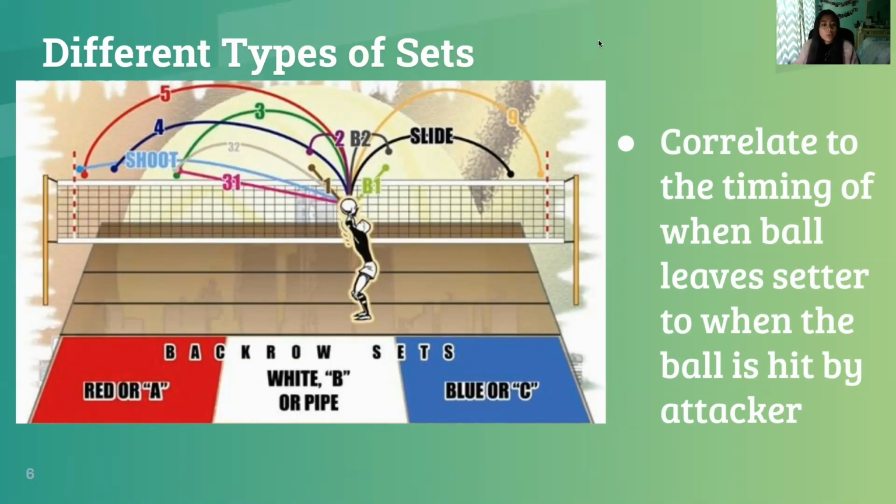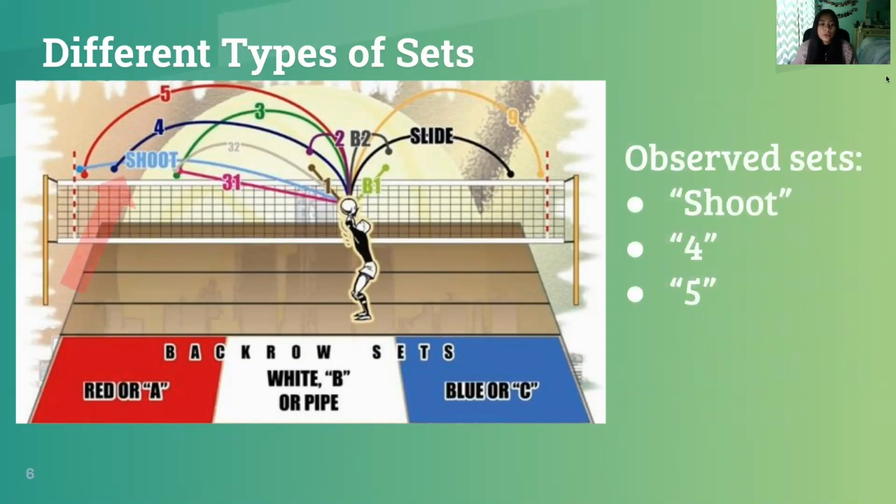For example, a 1 or first tempo is a set that is barely above the net and is set right as the hitter swings their arms. Here are shoots, which is a high-speed set similar to first tempo, 4 and 5.